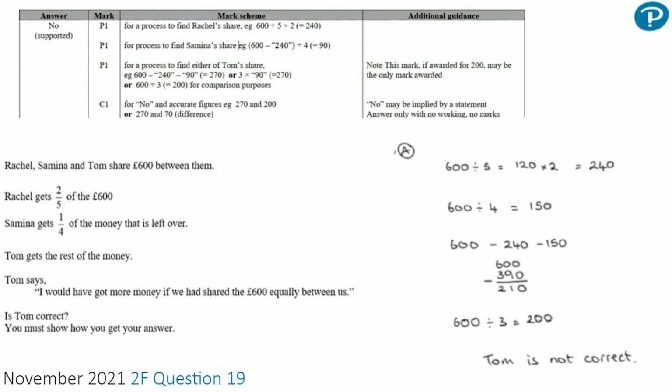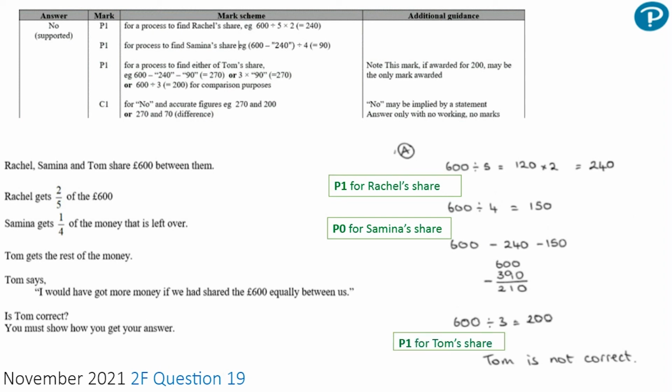So let's see what we've got. P1 for Rachel's share. P0 for Samina's share, because they actually haven't taken the 240 off. The next part, they've got Tom's share, so they're getting the 200. But because they didn't get to the 270, they got to 210, they were only able to get 2 of those marks.